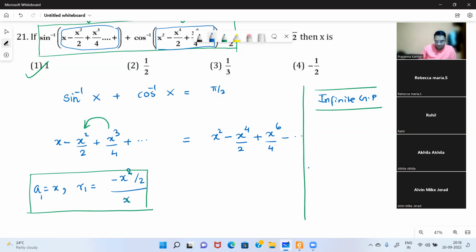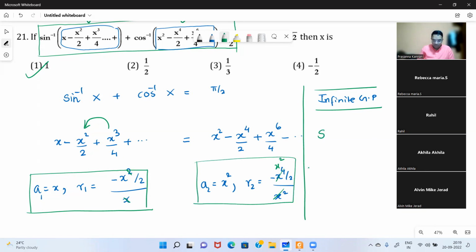Then this GP. What about this one? What is the first term A? X square. And what is your ratio? Minus x power 4 by 2 divided by x square, which is minus x square by 2. Clear? Yes, sir. So what is the sum of infinite terms in an infinite GP? Any idea? It is A by 1 minus R. This is the formula for an infinite GP.